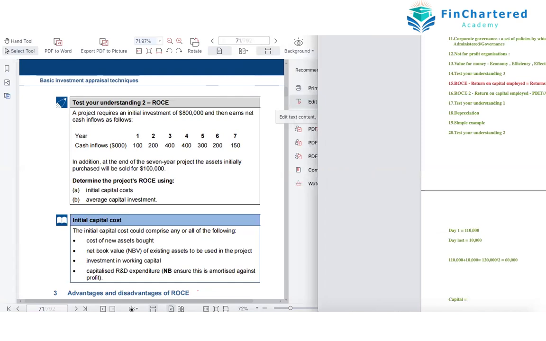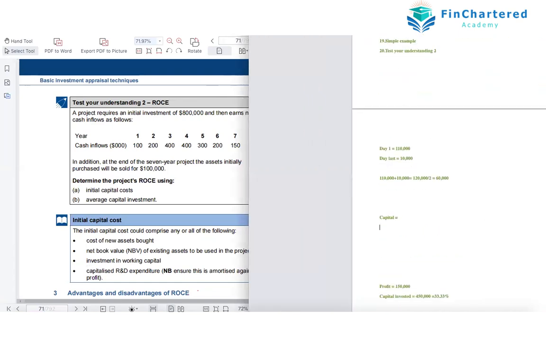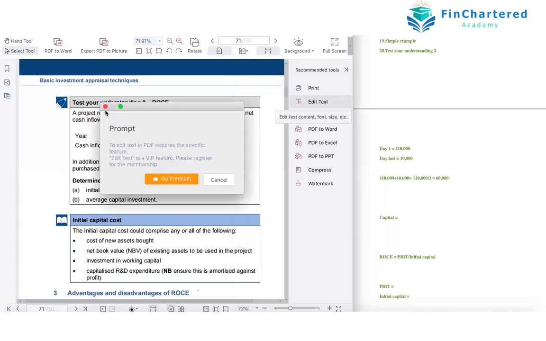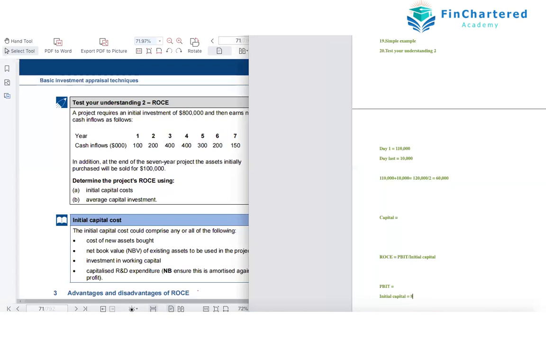See, they want ROCE. So if you want to calculate ROCE, it's simply PBIT divided by initial capital. So you don't even need to calculate the average capital. Again, 2 ingredients you need. Anjana, first is PBIT and second is initial capital. And the question clearly says what the initial capital is. It is 800,000. That part is there. All you have to do is calculate the profit.